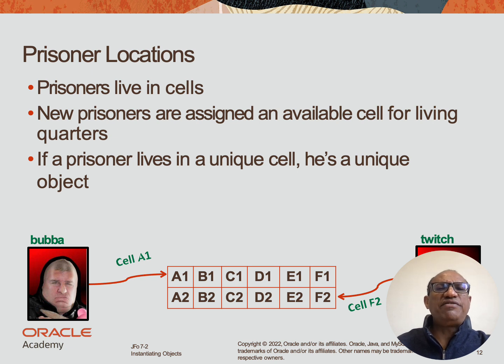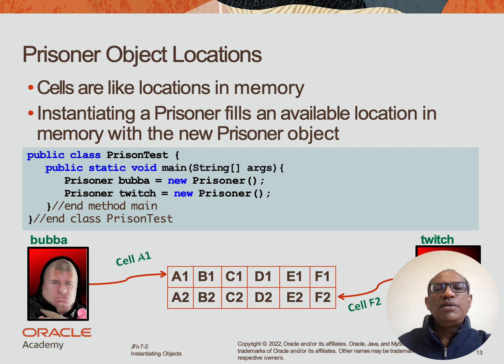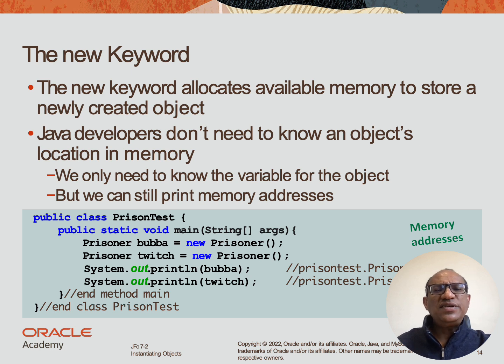Think of each prisoner having a separate cell. Even if two prisoners look identical, they are in different locations, so they are still separate objects. So when you write Prisoner baba equals new Prisoner, Prisoner twitch equals new Prisoner, you're actually assigning each one to its own spot in memory, its own cell. And this happens thanks to the new keyword.